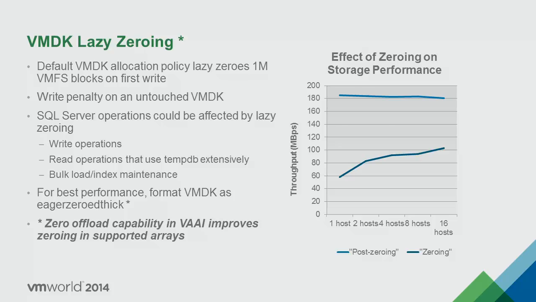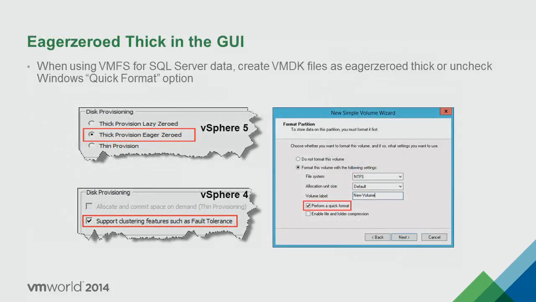So this is how you do it. The top one is vSphere 5. What you want to do is click thick provision eager zeroed. That will give you the eager zeroed thick if you're going to be doing it this way. Another option on the right-hand side is if you deployed the VMDK and you didn't remember if you did it or not, when you're formatting, you can click Perform Quick Format, because Windows itself will go down and touch every block and verify it's okay, thus forcing us to go do it. So that's a way to do it.